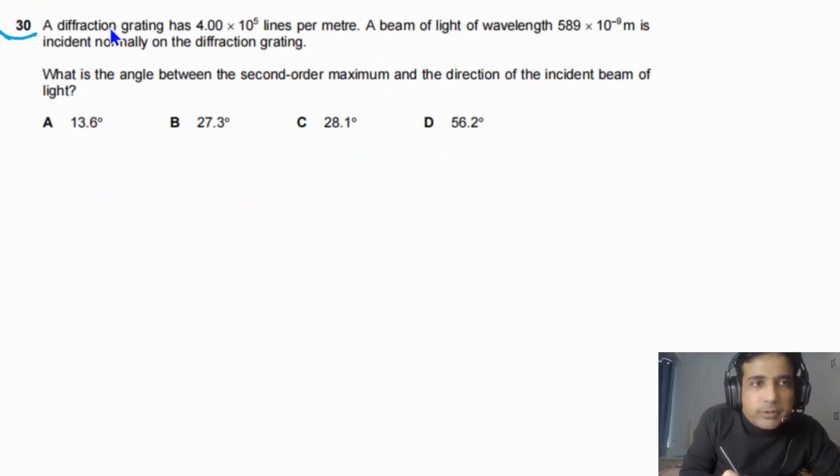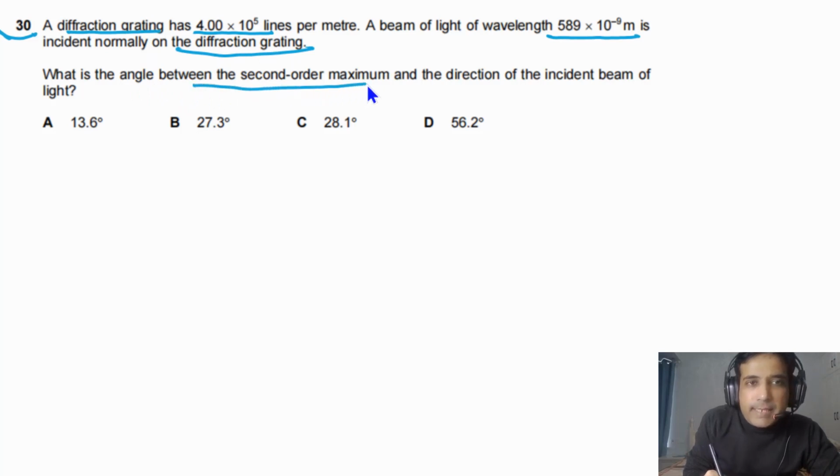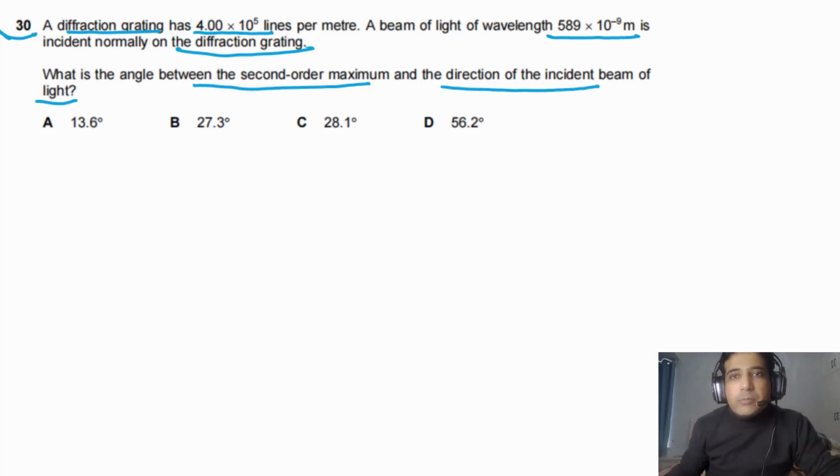For question number 30, it is given to us a diffraction grating has 4.00 times 10 to 5 lines per meter. A beam of light of wavelength 589 times 10 to minus 9 is incident normally on the diffraction grating. What is the angle between the second order maximum and direction of incident beam of light? So this is a typical question about diffraction grating. Let's try to sketch and figure out how we can answer this.